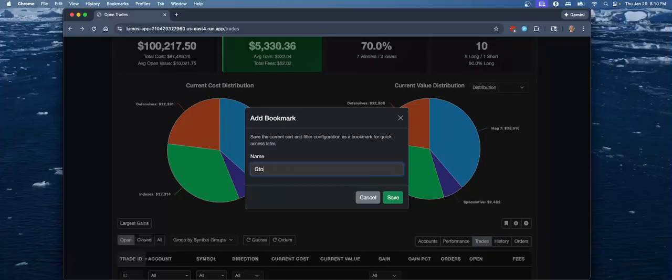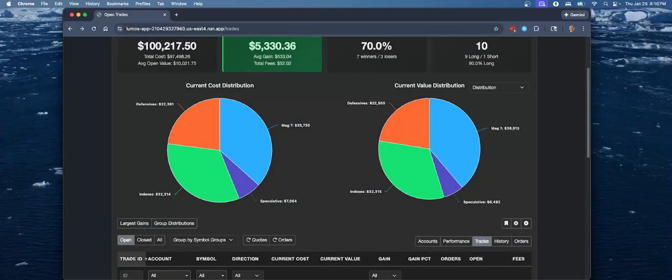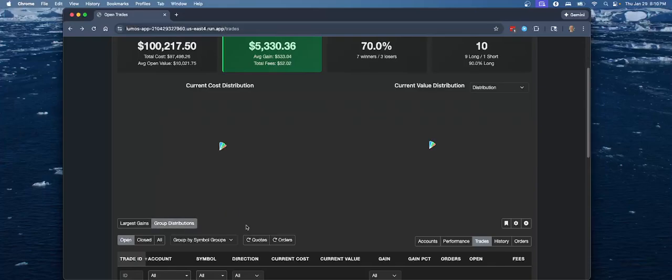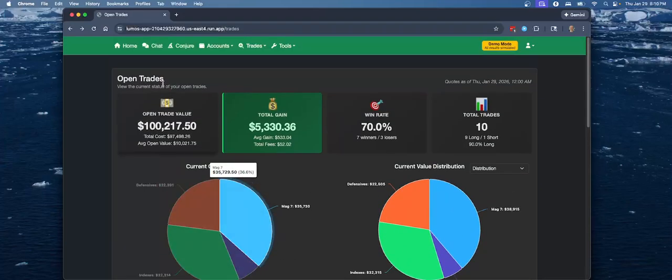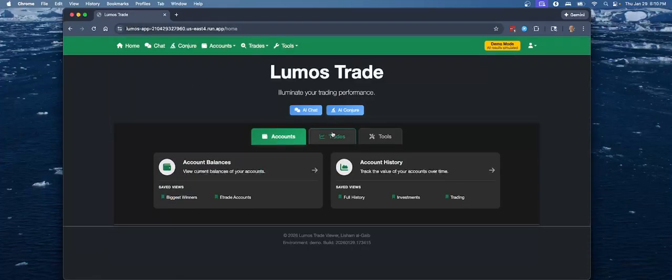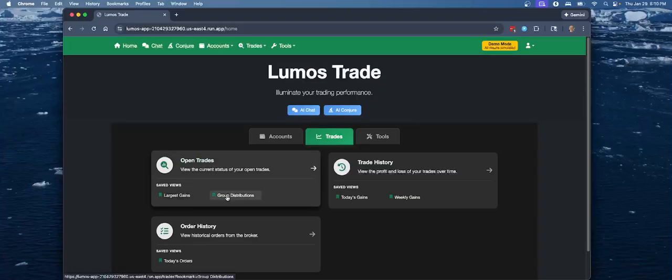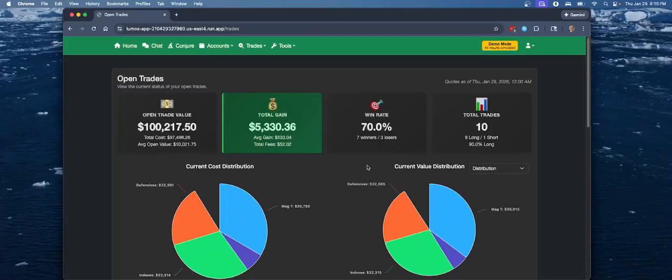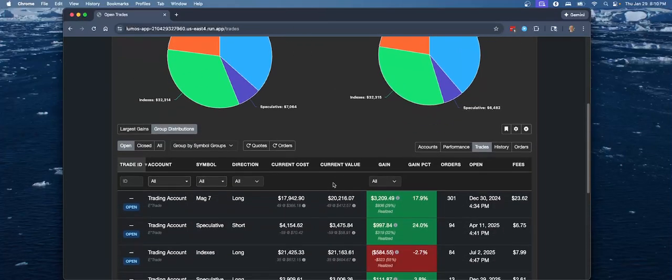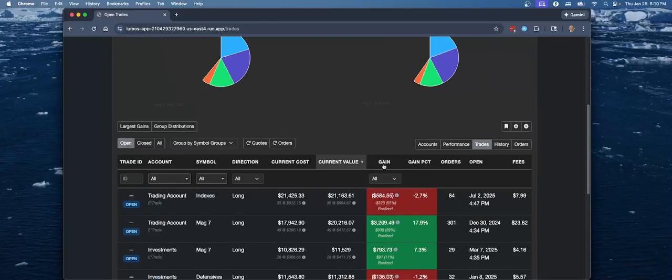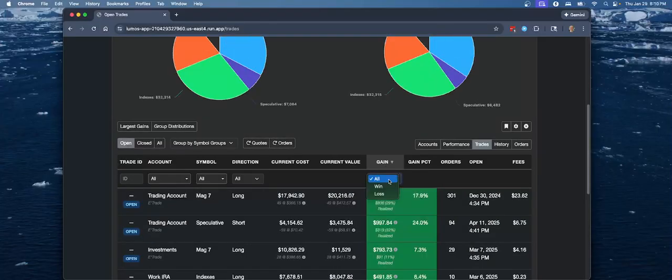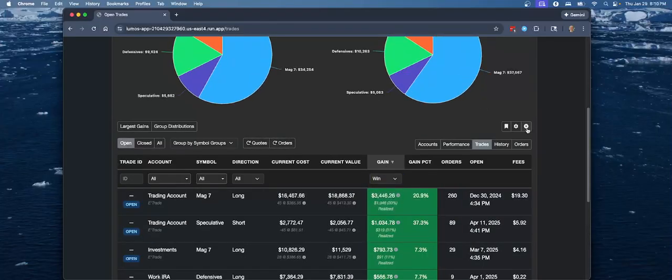Group distributions. Okay, and then for example, if I clear this view and I go here, I can see it again. And this also appears as a shortcut on the home page too, right? So if I go to the home page here, you can see group distributions just appeared there. Go back here, and I can see that view that I just created. All of these columns are sortable. You can also filter many of them as well.